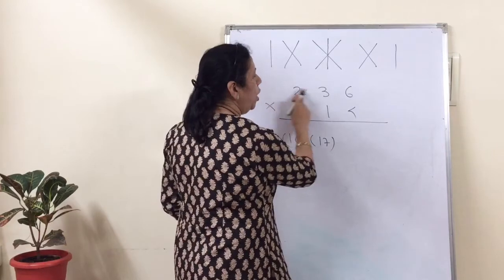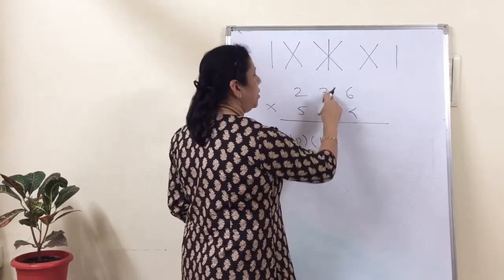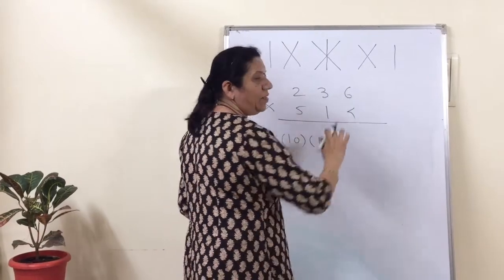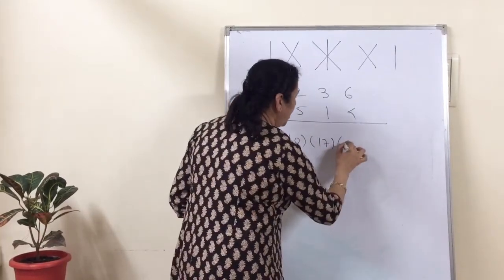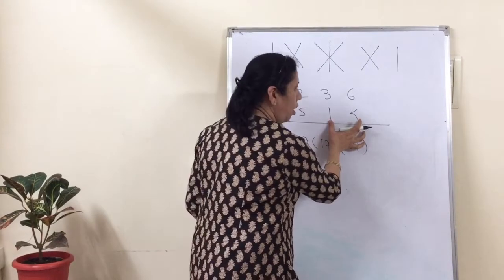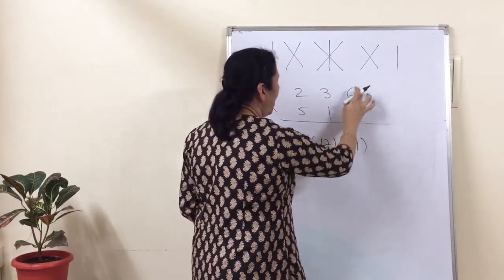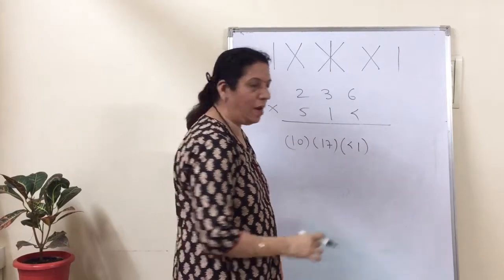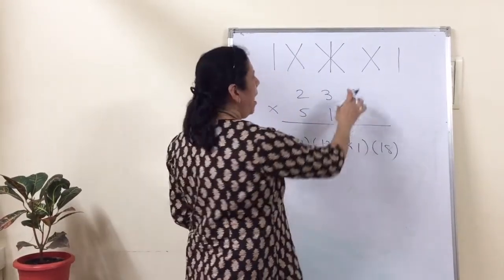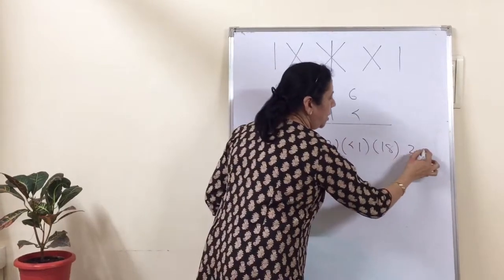Now let us multiply. 4 2s are 8. 3 ones are 3. 8 plus 3 is 11. And 6 5s are 30. So the total 30 plus 11 is 41. Now the last two columns. 4 3s are 12 and 6 ones are 6. So 12 plus 6 is equal to 18. We write down 18 here and 6 4s are 24.